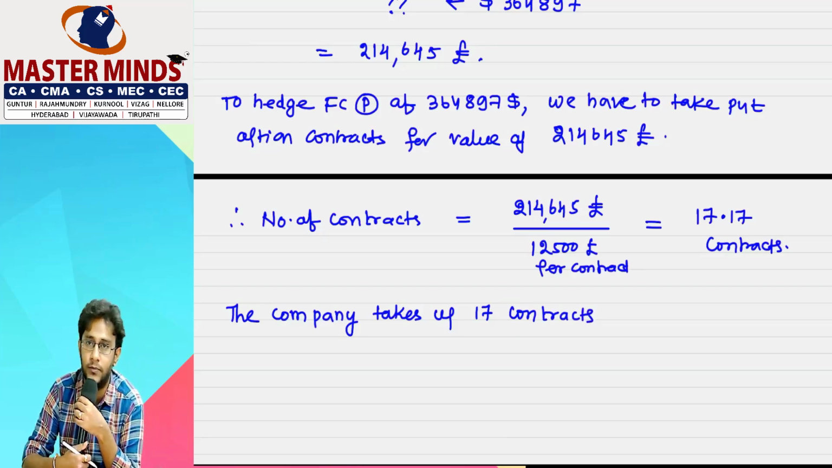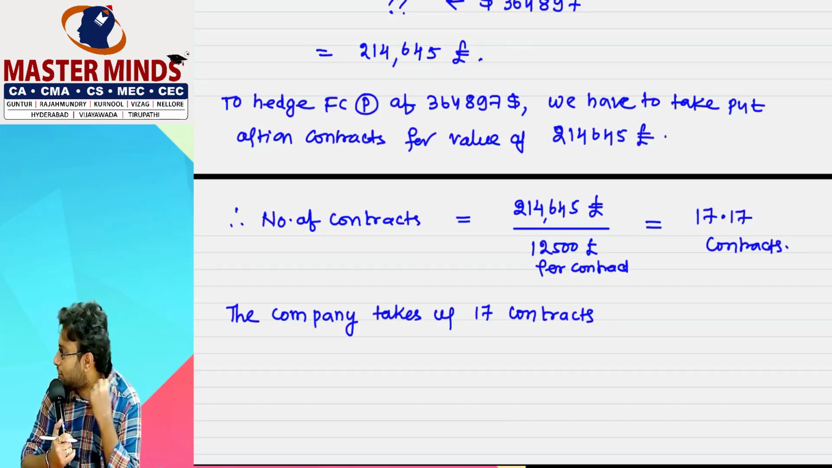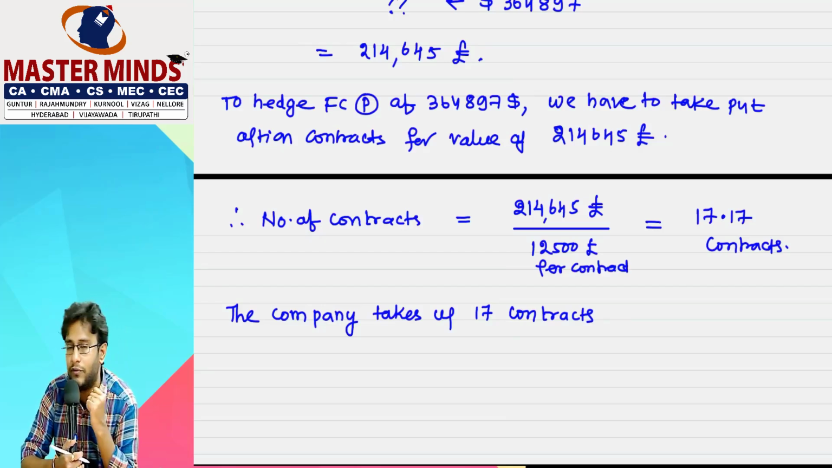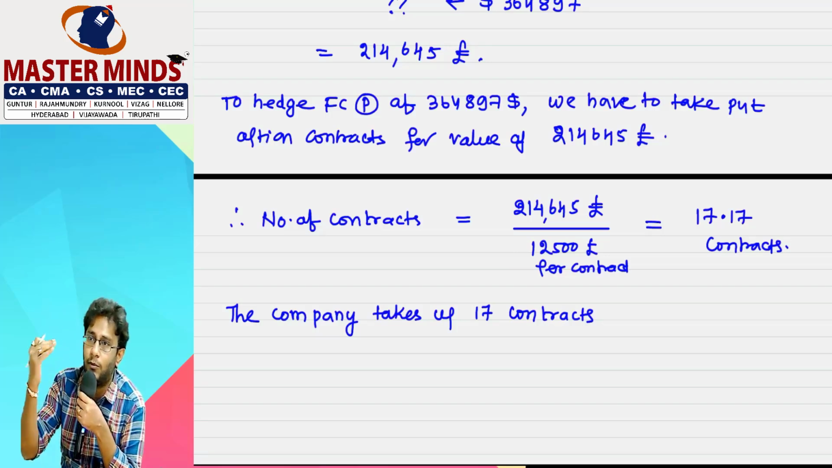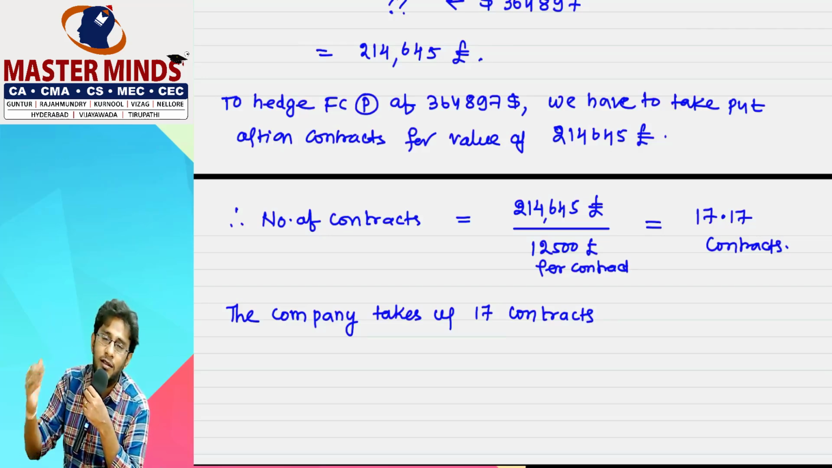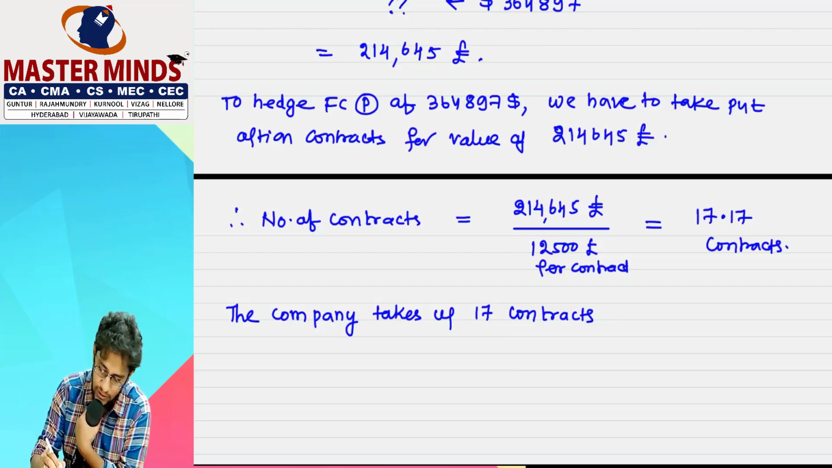Sir, why not 18? Why not 18 means 18 also you can take, but only if you have full data. The question does not give the data. At 3 months time or whatever, 6 months time, what is the spot rate? They did not give you. If you go and take 18 contracts, your outflow will be $364,897 or whatever you have hedged, but the payoff will be for a higher amount, and that payoff number you do not know. We are doing net basis, no sir, so going for a higher range is risky here. I'll tell you more clearly why you cannot take 18 later on. First, the company takes up 17 contracts.